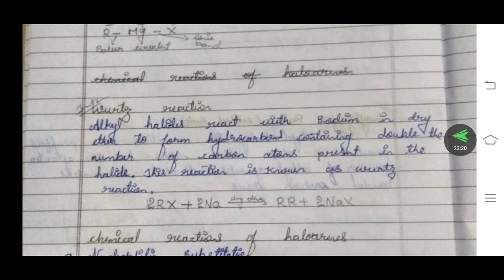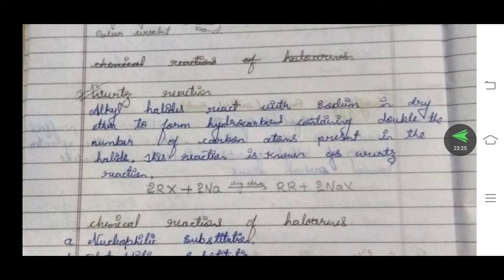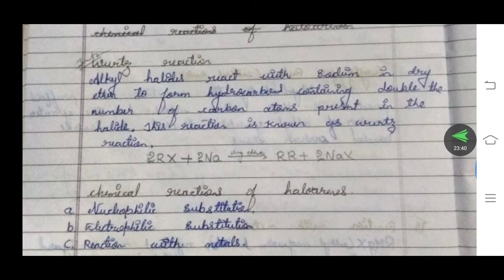Now the next topic is Wurtz reaction. Alkyl halides react with sodium in dry ether to form hydrocarbons containing double the number of carbon atoms present in the halide. This reaction is known as the Wurtz reaction. 2RX plus 2Na in the presence of dry ether gives R-R. So what is R? R is an alkyl group, CH3 you can take, plus 2NaX. Okay, so this is the Wurtz reaction.